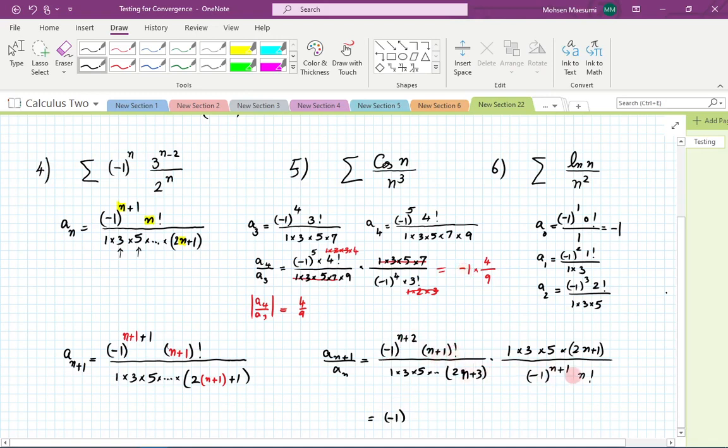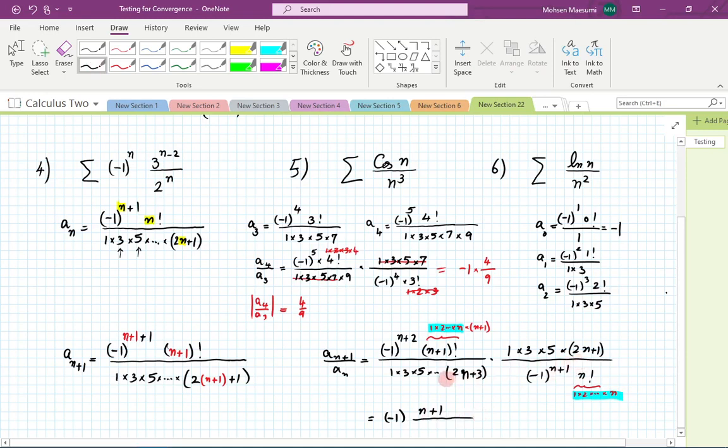N plus 1 factorial, n factorial, how do they take care of each other? Well, n factorial means 1, 2, all the way to n. N plus 1 factorial means 1, 2. You reach n, you don't stop there, you go one more, n plus 1. So when you simplify, this portion, that portion cancel each other out, you have just n plus 1.